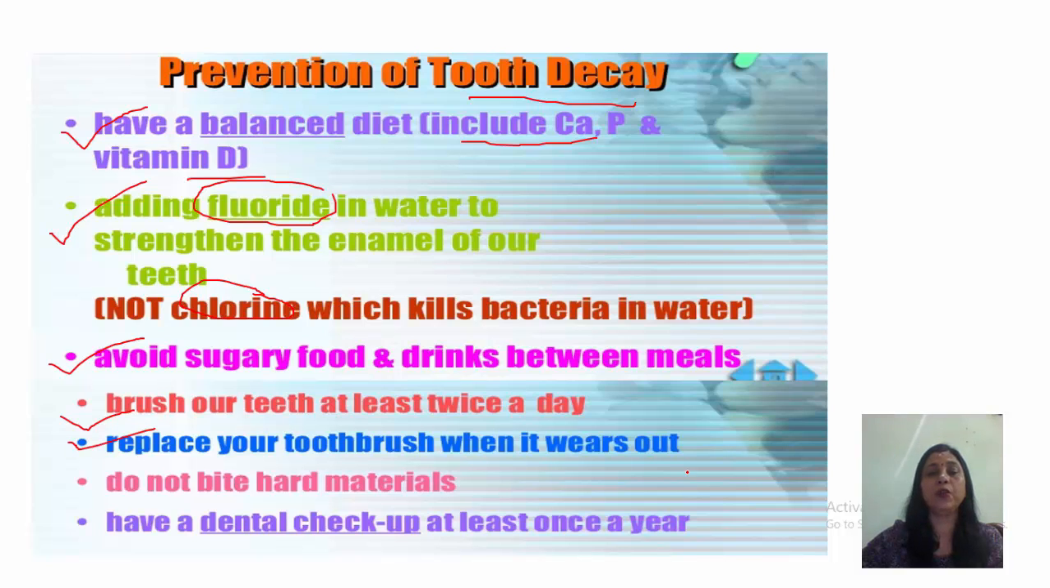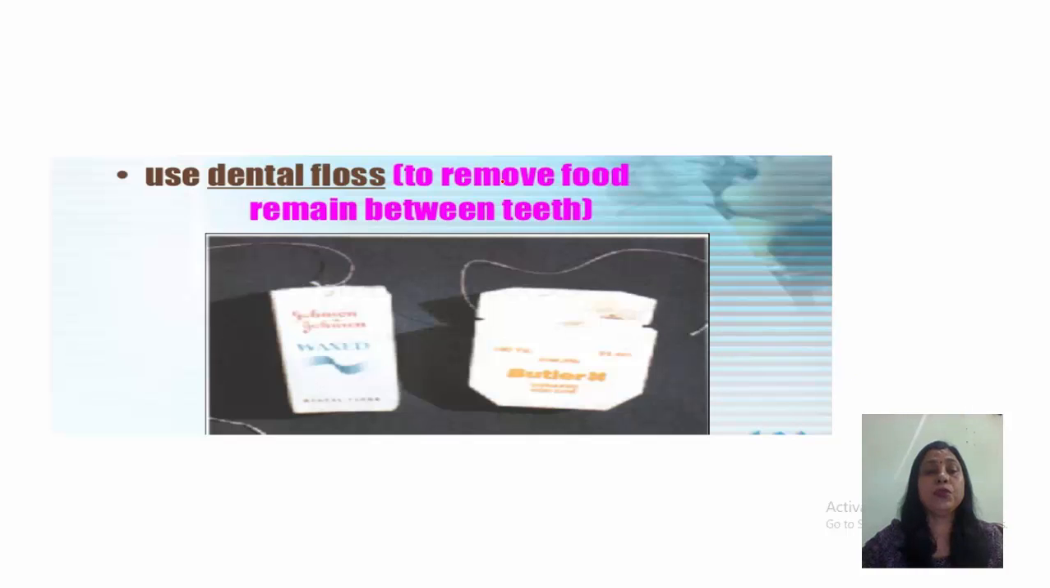Replace your toothbrush when it wears out. As soon as your toothbrush gets worn out, it should be replaced. You should not bite hard materials because it may damage the enamel of your tooth. And you should have a regular dental checkup. That is, at least once a year you must get your teeth checked. We should use dental floss to remove food remaining between teeth.